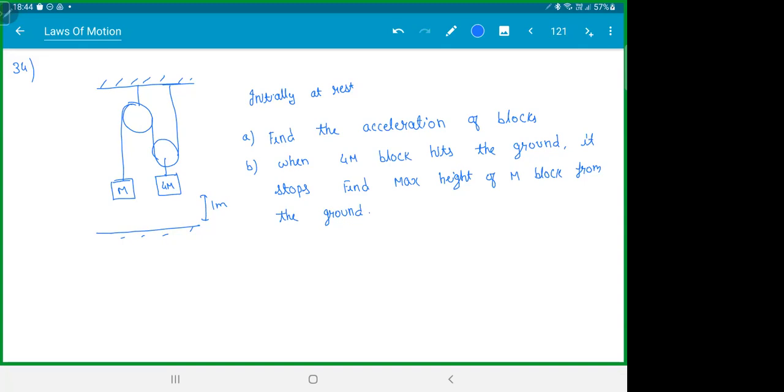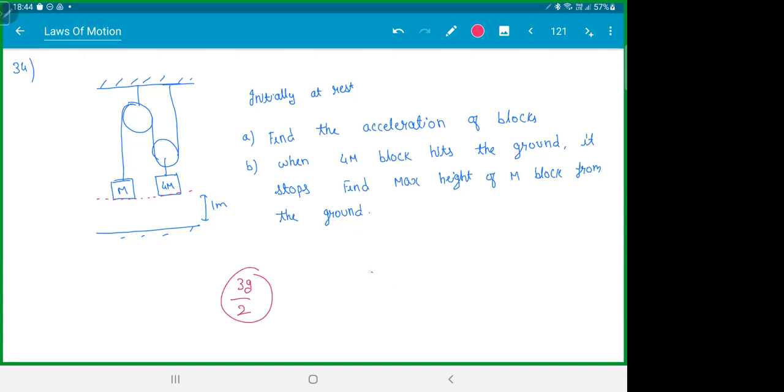That is right, Anika. Get the second part also. Initially, both the blocks are at the same level. Now, listen, someone got an answer 3g by 2. First thing, you can see this and say it's a blunder. It is important to know what is a blunder.